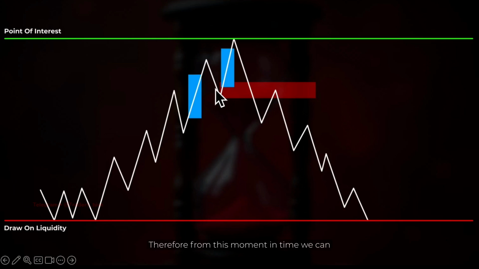Therefore, from this moment in time, we can anticipate that this down-close candle is likely going to function as resistance on price. Why? Because the order flow changed from bullish to bearish. Now, please keep in mind that I'm not teaching you price patterns for the sake of price patterns. I'm explaining to you a certain logic which is based around understanding time-based delivery profiles.